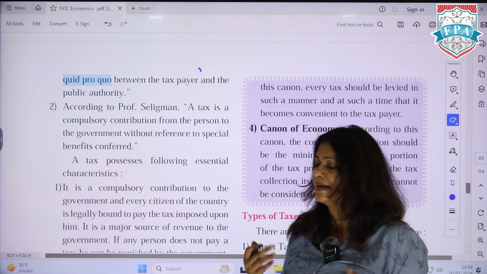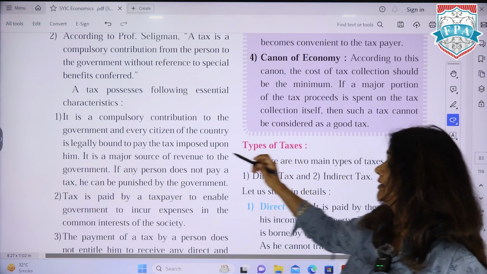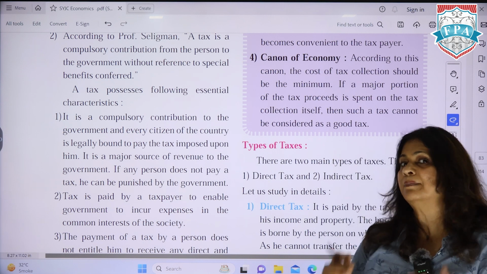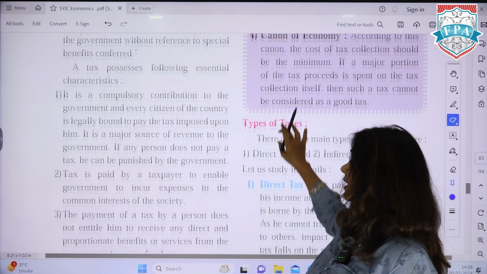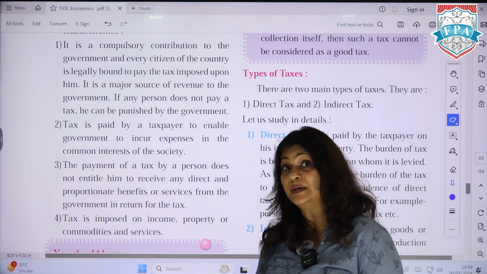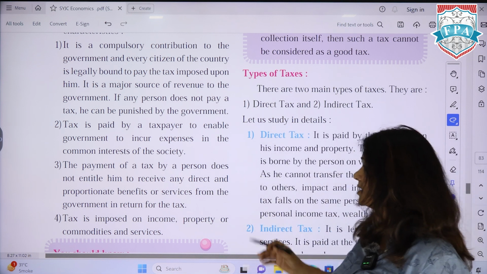So direct tax, direct tax has some qualities. Direct tax is a compulsory contribution to the government by every citizen who is earning a particular amount of income. This tax which the government collects enables the government to do expenditure for the benefit of the society at large.